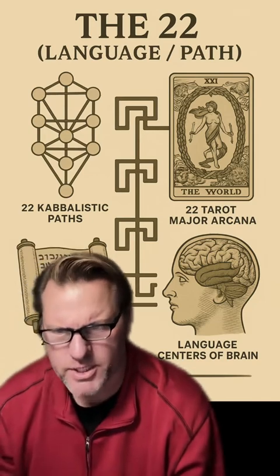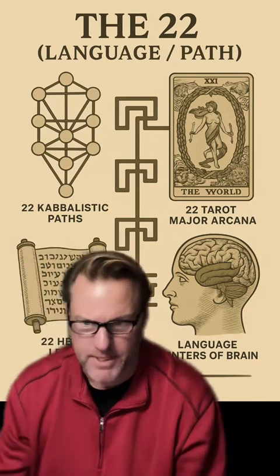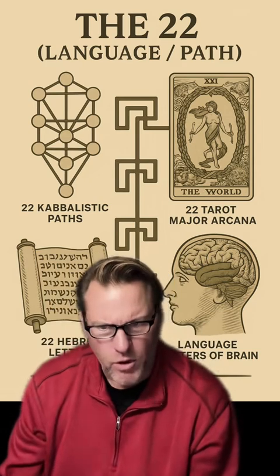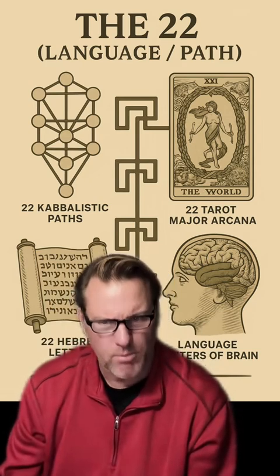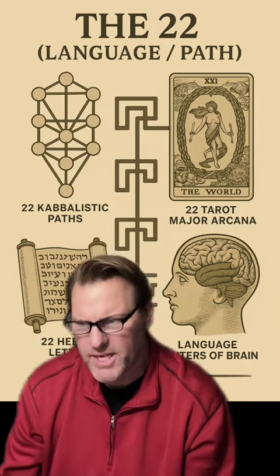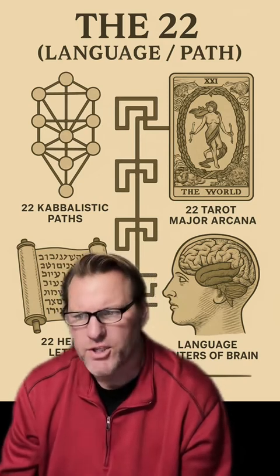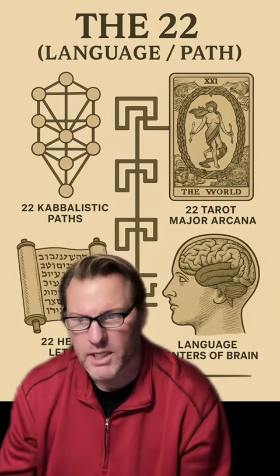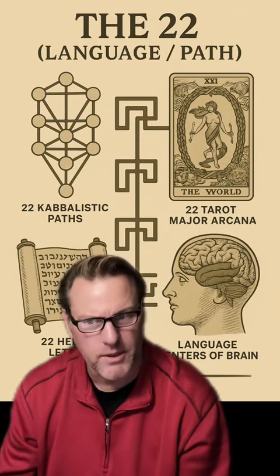Language doesn't just describe reality, it shapes it. The cranial nerves of your brain, 22 major branches, govern speech, hearing, sight. The ancients understood this. Vibration in the throat and skull literally sculpts how the world appears.